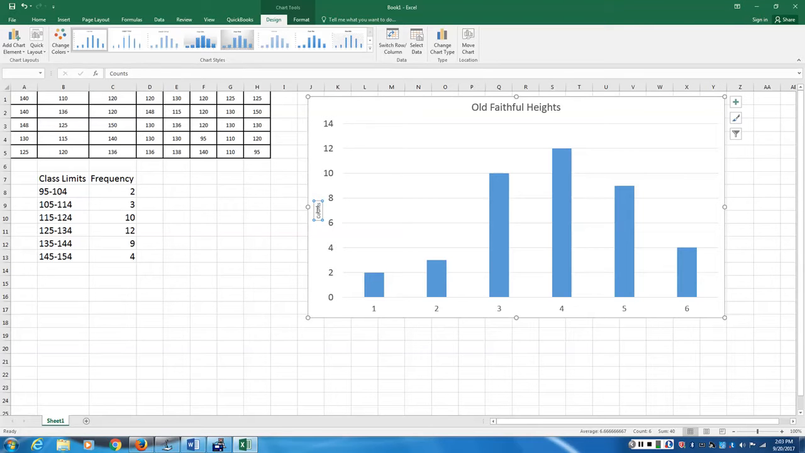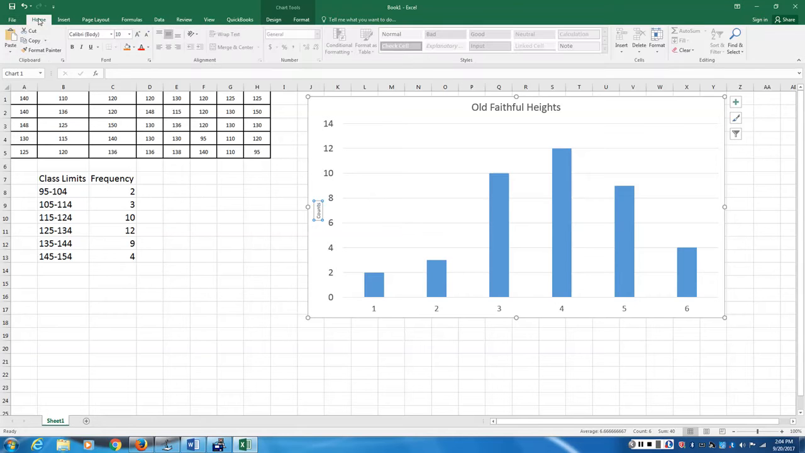And again, I'll make mine a little bit bigger. Was that the axis or the X titles? Which one? This is the vertical. The vertical? We did the vertical one.